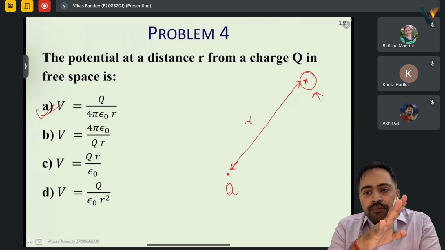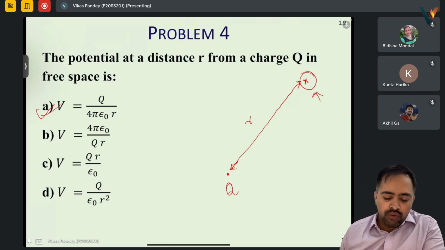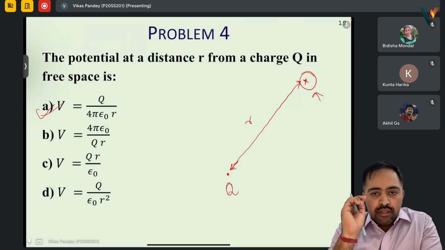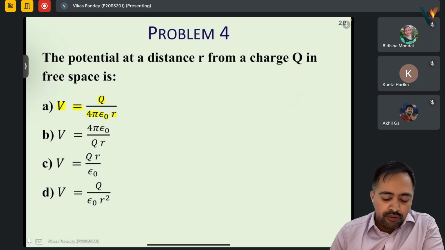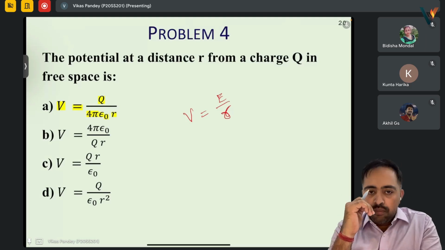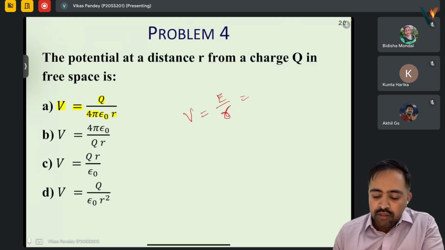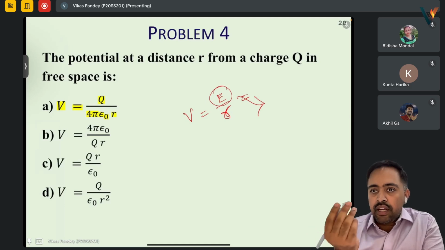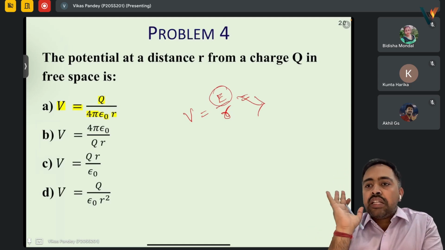It comes from Coulomb's law only. It is given by Q upon 4 pi epsilon naught R. So V equals E upon R, that is field by distance, and E in turn is the force due to a point charge acting at a unit test charge.